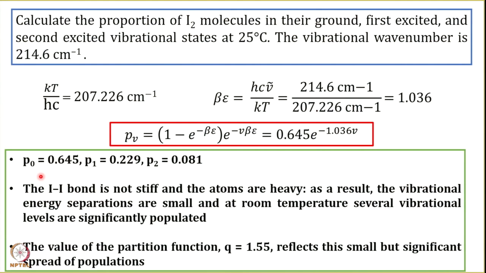Here, when I say several, I am talking about P0, P1, P2, and the fractional populations are 0.645, 0.229 and 0.081. And since Pi or Pv, whichever way you want to express it, is equal to Ni upon N, you can always calculate the number of molecules. The result is in terms of fractional population, but if I know N, the total number of molecules, we can always calculate how many molecules will be in the ground state, in the first excited state, in the second excited state.